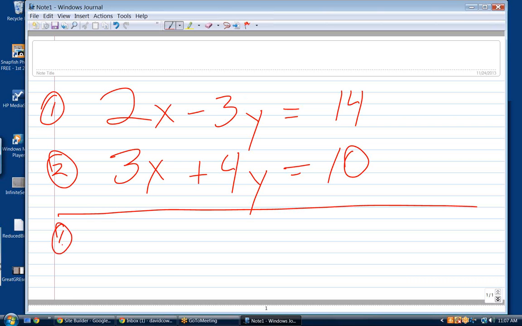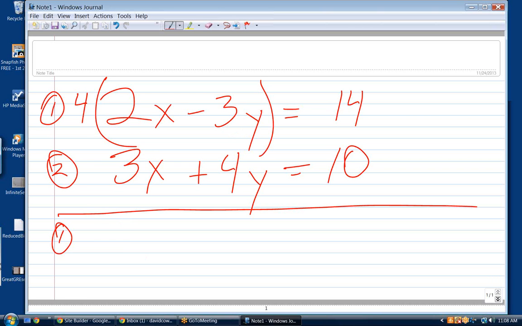So let's rewrite this one. We're going to multiply it by 4. And you see why 4, because 12 is the common denominator between 3 and 4. And I'm working with the y's. I could have worked with the x's just as easily with smaller numbers, but there's going to be an advantage to the y's, and I'll show you in a moment.